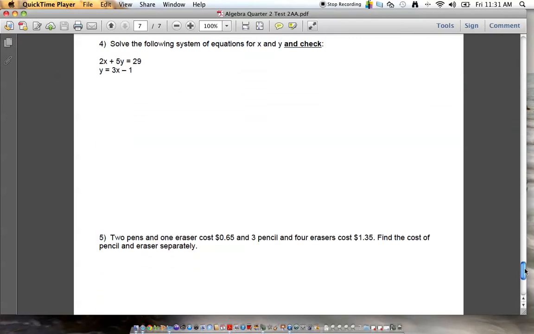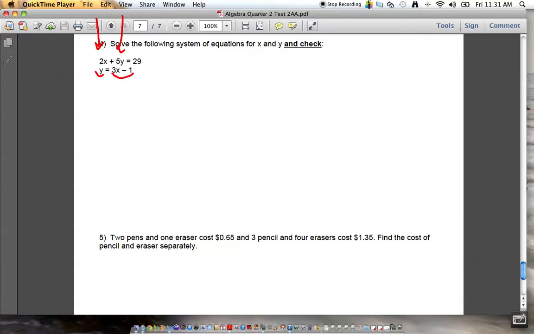This now is a substitution question. The reason I know it's substitution is if I look for my lining up, like I just did before, the x's and the y's, they're not on top of each other. So that says go to plan B, which is to substitute in the variables. Now, the y is exactly equal to 3x minus 1.